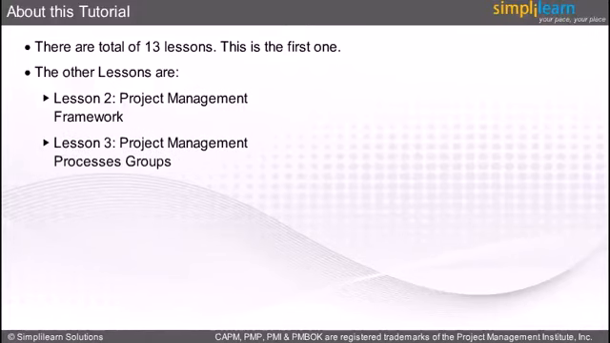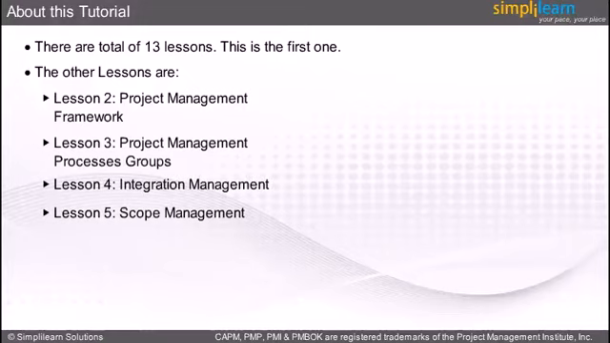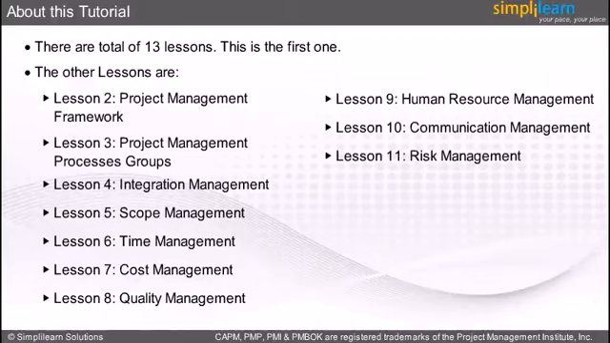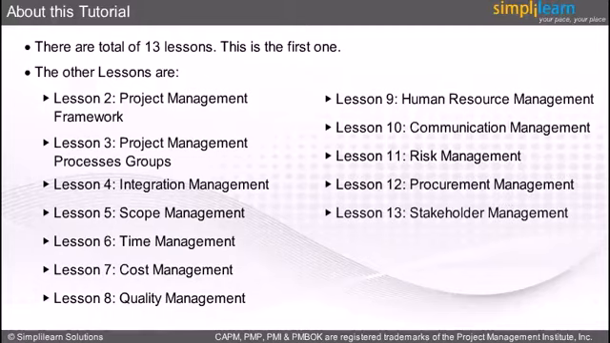Next, Lesson 3 aims to explain the 5 project management process groups that we discussed in the previous slide. Just to recap, these process groups are initiation, planning, executing, monitoring and controlling, and closing. From Lesson 4 to Lesson 13, the 10 project management knowledge areas are explained. One lesson is dedicated to each of these 10 areas.